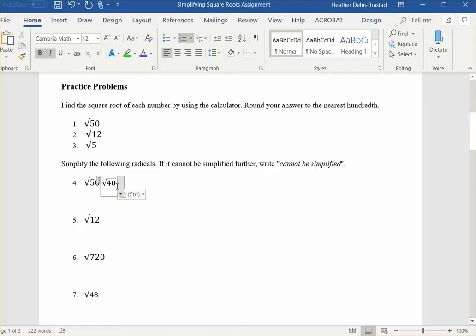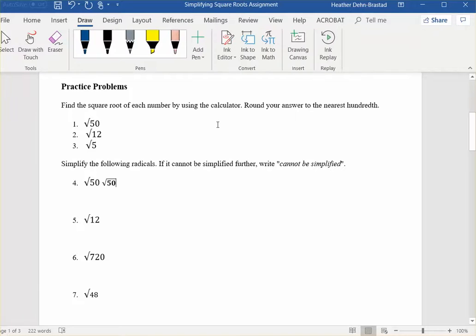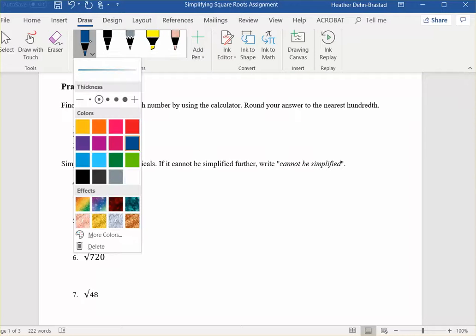So here I could get in here if I needed the square root of 50 instead, and I could change it to that. So there's different options. There's also, of course, if you have a touch screen and a pen tool, which I have. So I'm going to use that to simplify these.